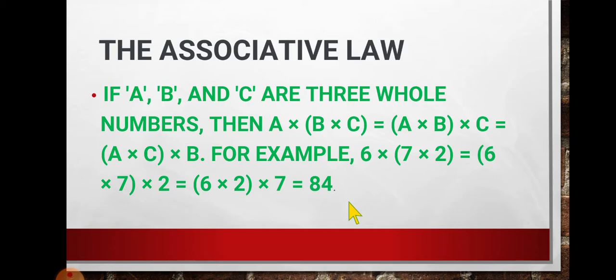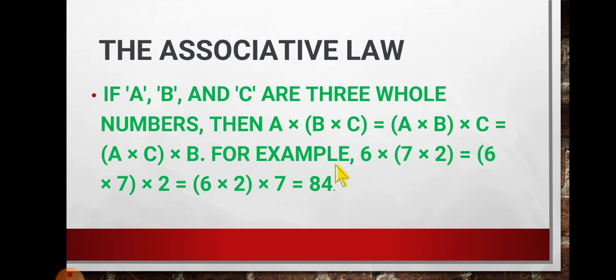Let's see our next property, the associative law. What is the associative law? If A, B and C are three whole numbers, then we can take them in order. Firstly we take the last two numbers, then multiply by the first. Otherwise, firstly you take the first two numbers, then multiply by the last, but our answer is still the same.